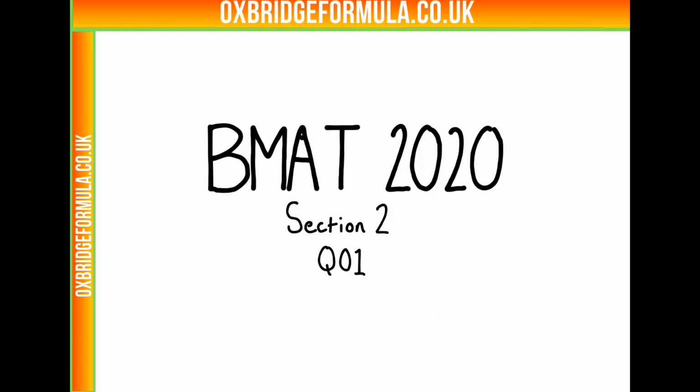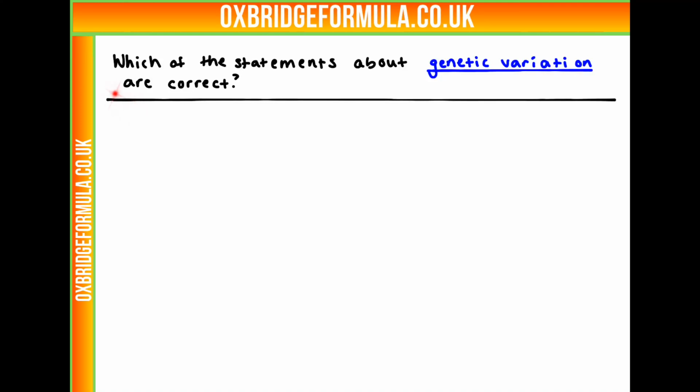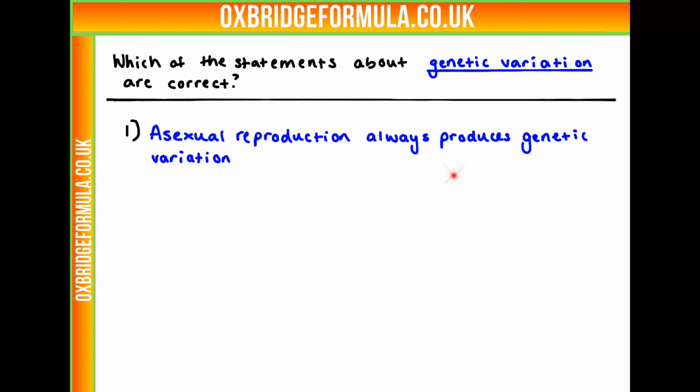In this video, we'll look at BMAT 2020, Section 2, Question 1. We're asked which of the statements about genetic variation are correct. So let's start with the first one: asexual reproduction always produces genetic variation.